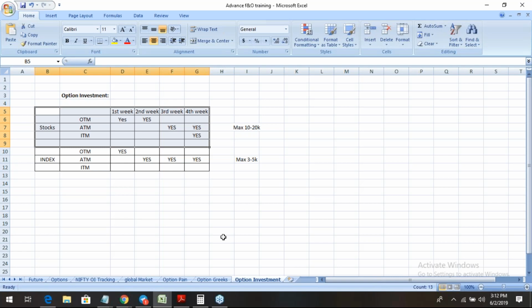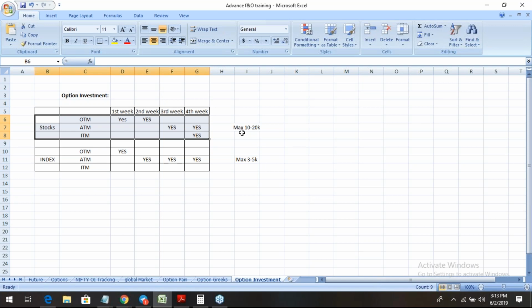Worth it? Okay. Let's see how we can invest in options. We know that we are buying stock options and we have monthly options. For index, we have weekly options, right? So now talk about stock options. We have 4 weeks of expiry. Last week Thursday is our expiry, right? So you have to buy.